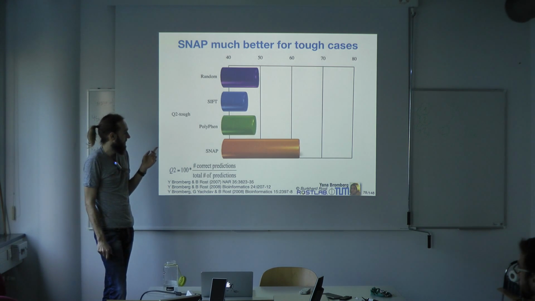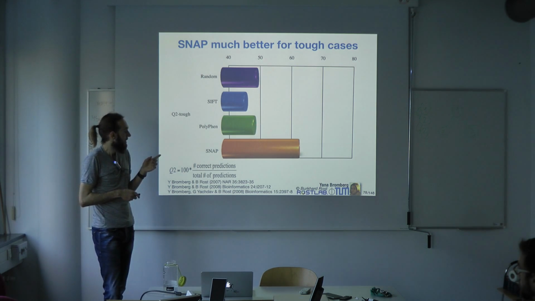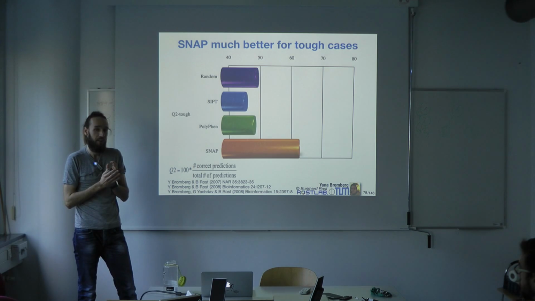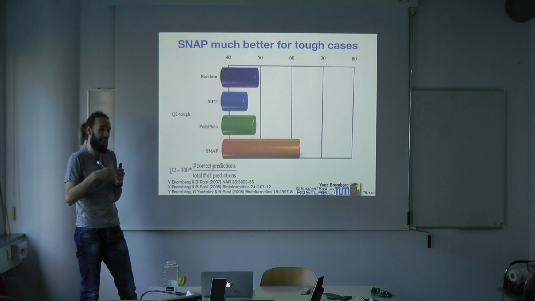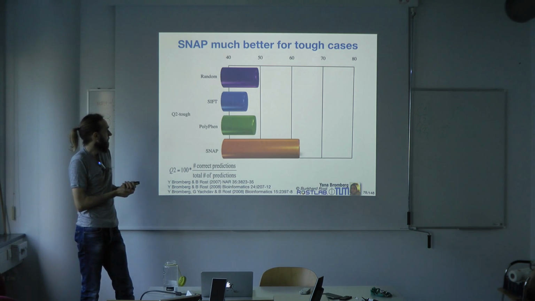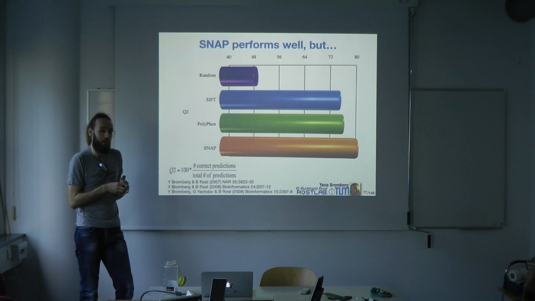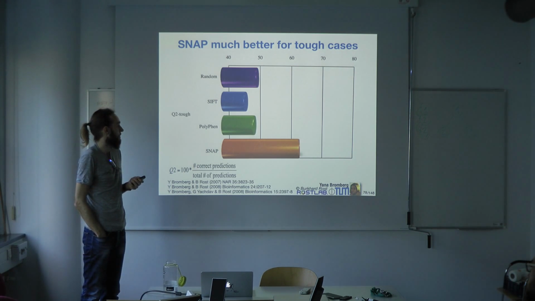So you shouldn't see this as, oh, they are terrible now. But what we can see is that SNAP for those is significantly better. So the argument here is that for cases which are not easy to predict, SNAP tends to perform better than SIFT and PolyPhen. And that is a better sell than this. That's the point: try to find interesting things about your method, not just the obvious comparison.